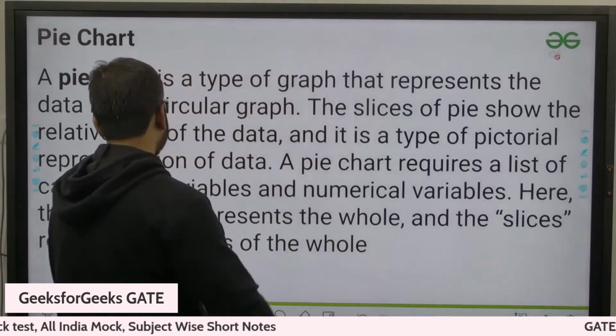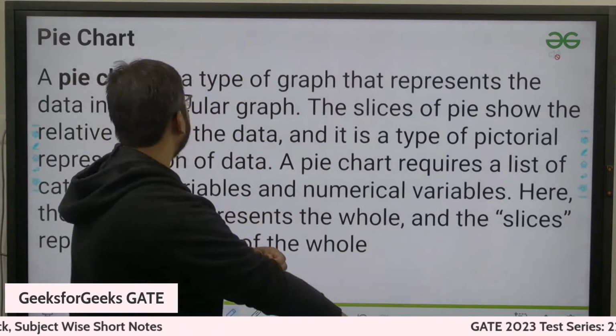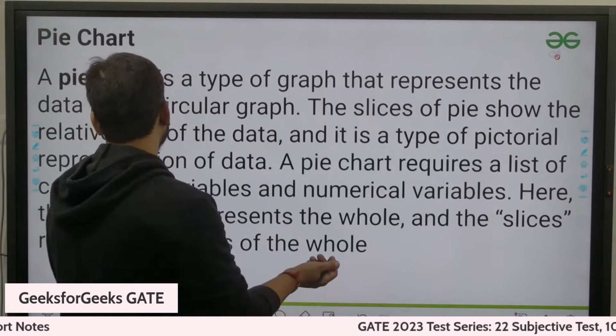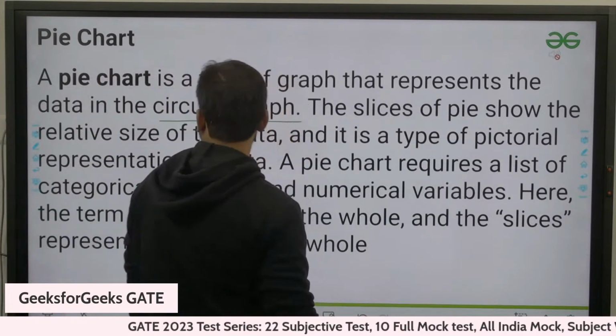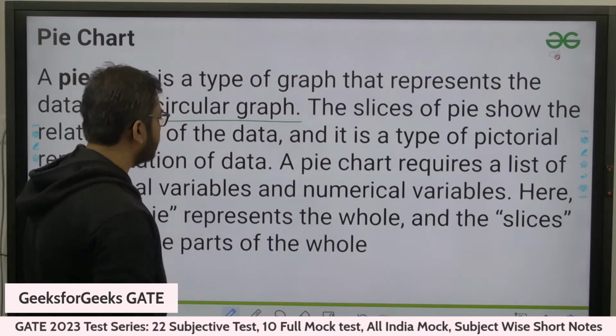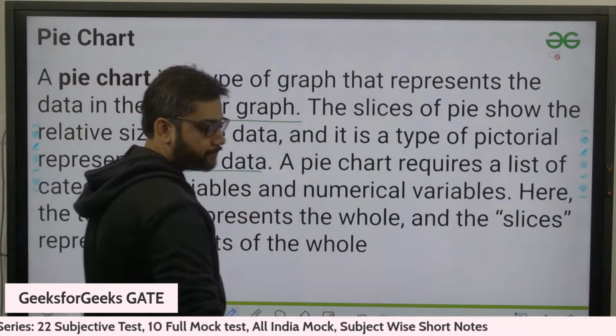And the last one is the pie chart. Pie chart is really important. A pie chart is a type of graph that represents the data in a diagram, in a circular graph. The slices of the pie show the relative size of the data, and it is a type of pictorial representation of the data.